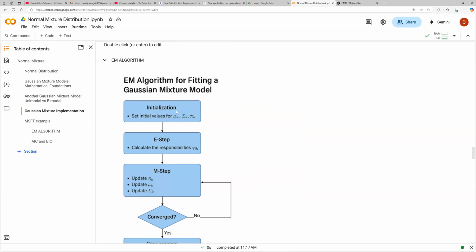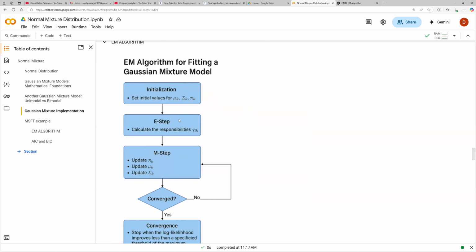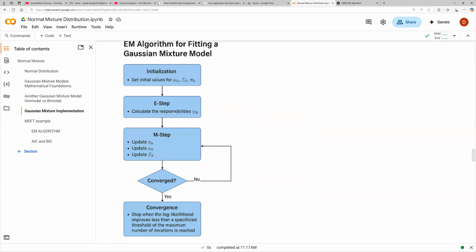Basically, we initialize the values: mu, the covariance matrix, and the weights. We calculate the responsibilities. A responsibility is basically a soft assignment, and that point could belong to multiple clusters. It's not like k-means where you are definitely given one cluster or the other. So the Gaussian mixture is a little bit more flexible.